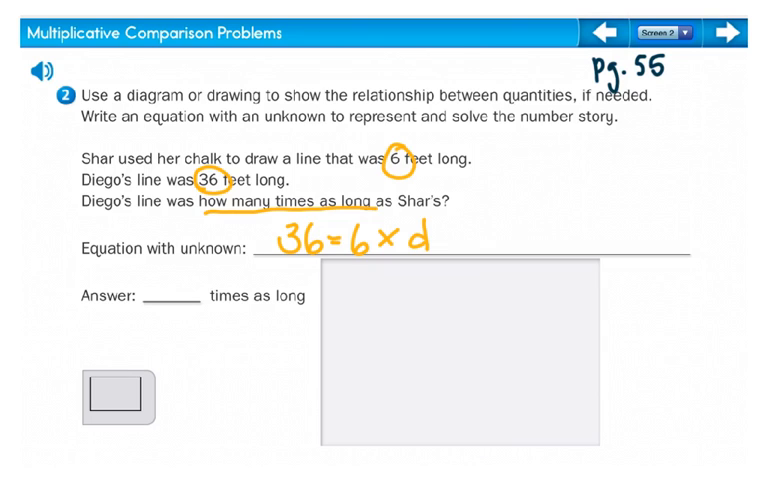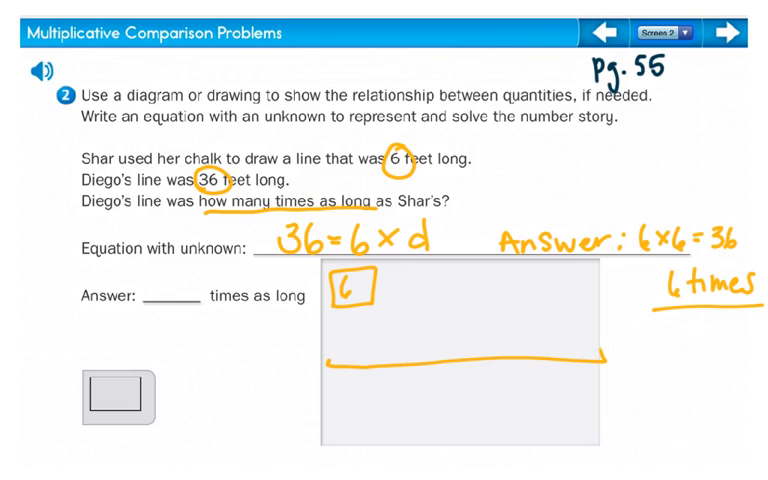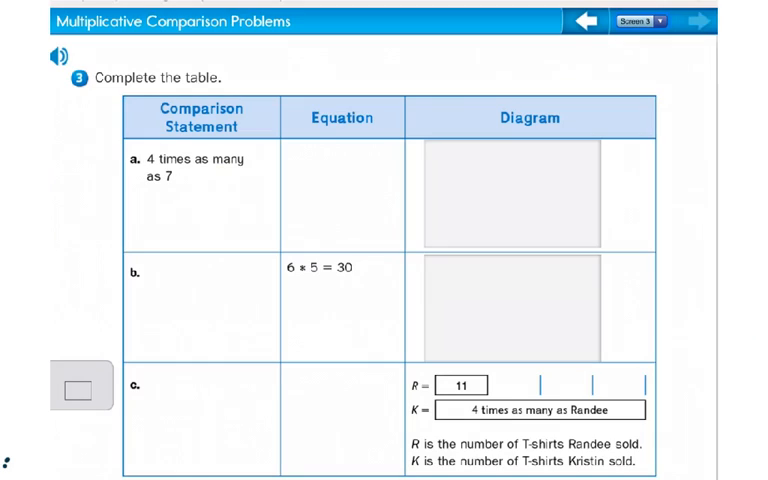So the answer is, and your answer shows over here, 6 times 6 equals 36. So it is 6 times as long. Again, if I were to draw it, I would show 6, and I would show 36 for Diego, and I would have to figure out how many times longer it is.